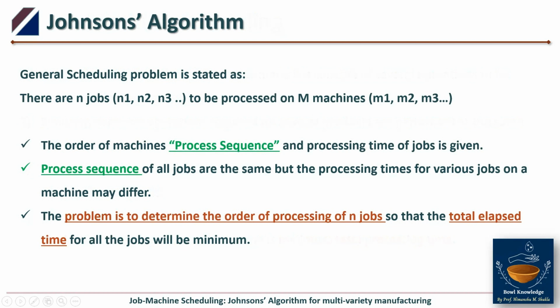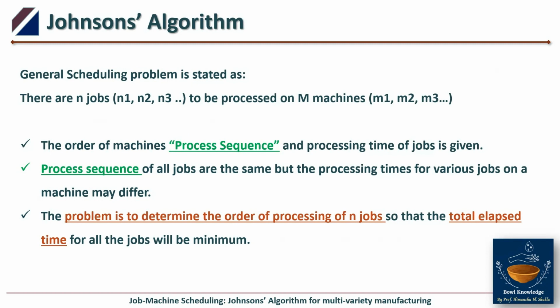See, we cannot decide or change the sequence, because the sequence is logical. If the product follows that sequence, then only it will be manufactured. Otherwise, if any operation is reversed or skipped, we cannot call that product a finished good. So the process sequence is not in our hand, and the processing time is not in our hand either. It is already decided by the type of operation to be performed and a preliminary time study. So the process sequence of all jobs is the same, but the processing time for various jobs on a machine may differ.